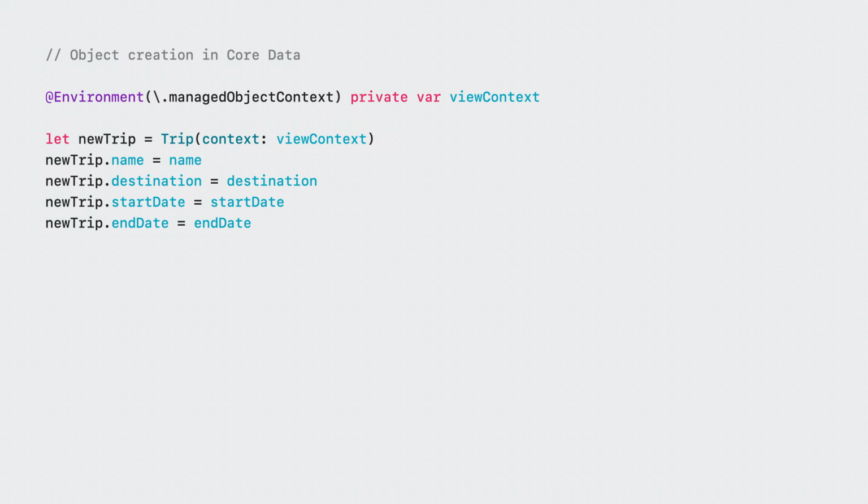My SwiftData persistence stack for sample trips is now set up, but there are a couple more changes that need to happen. I'm first going to demonstrate how object creation works. Previously, in core data, creating a new trip would resemble something like this. I would create an instance of trip, passing in a manage object context before setting its attributes.